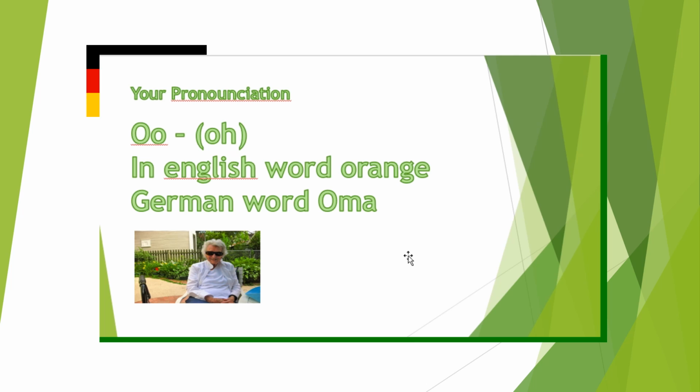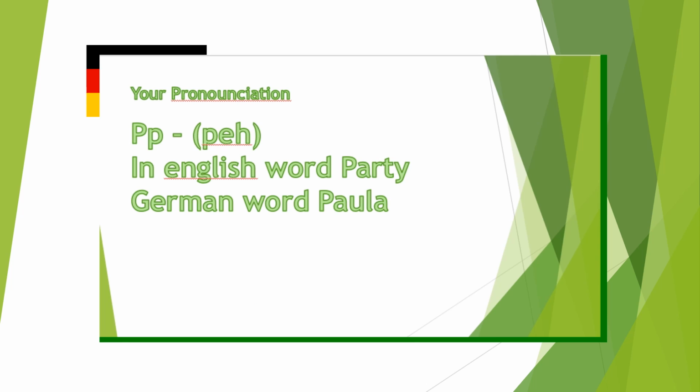O in English is pronounced as Oh in German. If you look at this picture, it's a grandmother. So grandmother in German is called Oma. P is pronounced as P, like the English word party. Q is pronounced as Ku. If you consider the English word quiz, the role of Q in the English word quiz is equivalent to this Ku. So the German word Quelle.